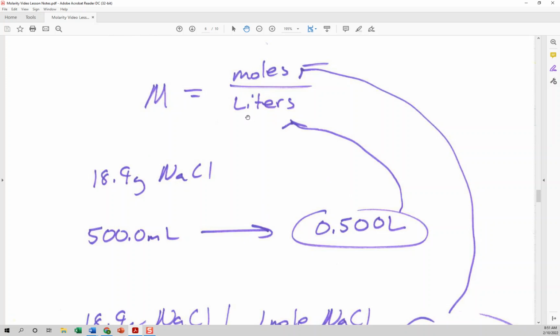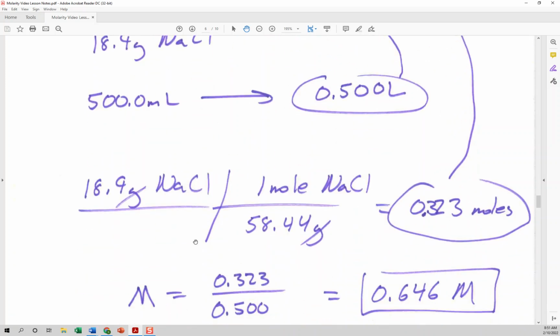So remember, how do we convert grams to moles? We divide by the molar mass, right? Use your mole map if you need to, but we'd have to go to our periodic table and calculate the molar mass of sodium chloride here. Sodium is 22.99 and 1 chloride is 35.45. So if we add that, we get our molar mass of the compound, 58.44.